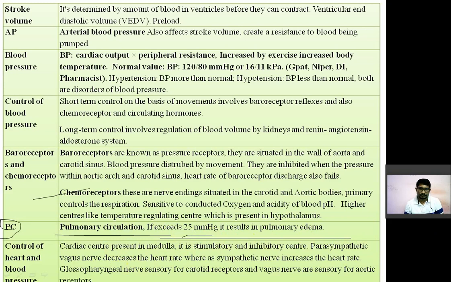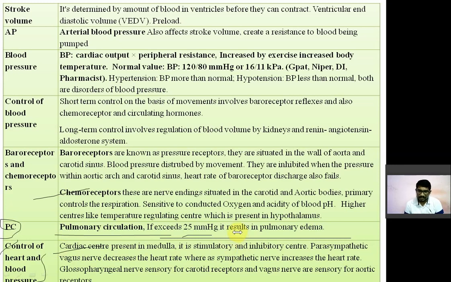Control of heartbeat and control of heart and blood pressure. There is a cardiac center present in the medulla oblongata. It is a stimulatory and inhibitory center. If there is an increase in blood pressure, it will send an inhibitory signal. And if there is a decrease in blood pressure, it will send a stimulatory signal.